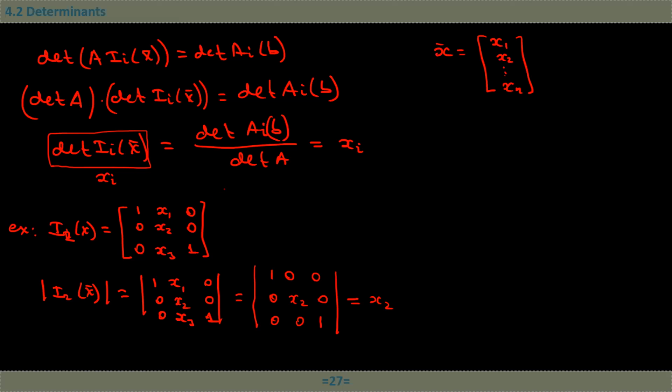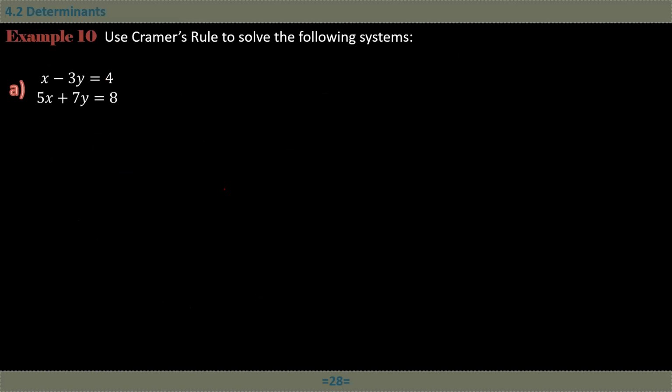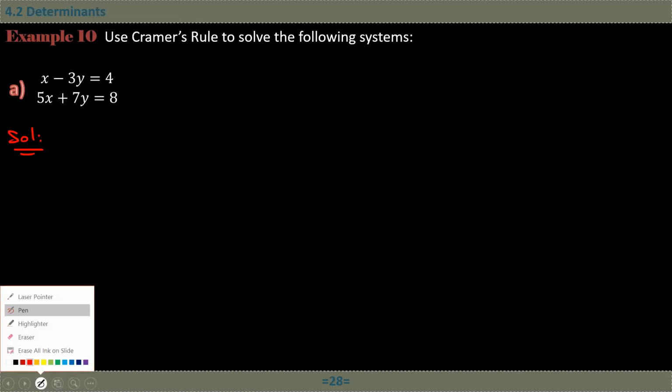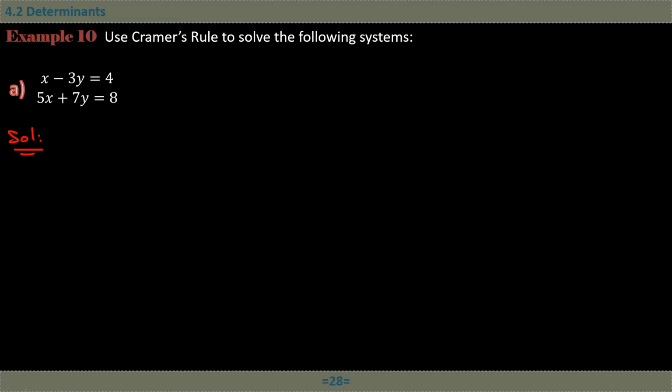Anyway, now let's see two examples, and after that I'll finish this video. Use Cramer's rule to solve the following system. So here, what is our A solution? Let me change my color. Let's use white. So matrix A is 1, -3, 5, 7, and our vector B is 4, 8.